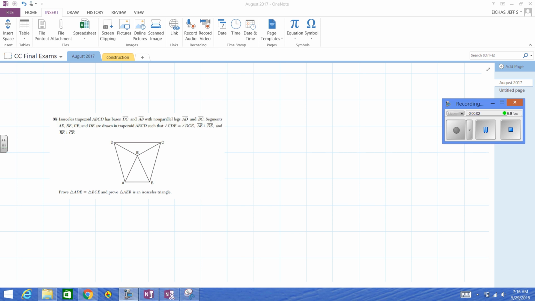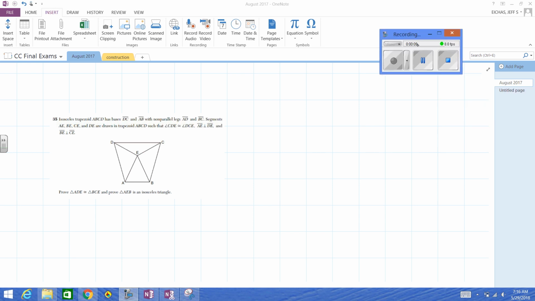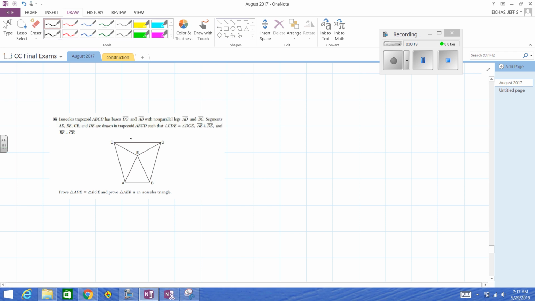August 2017, numbers 35 and 36 here. We'll explain those. So what we have is an isosceles trapezoid where the base is DC and AB. What that's telling us right away is that these are your parallel sides. Okay, that's what the bases mean.